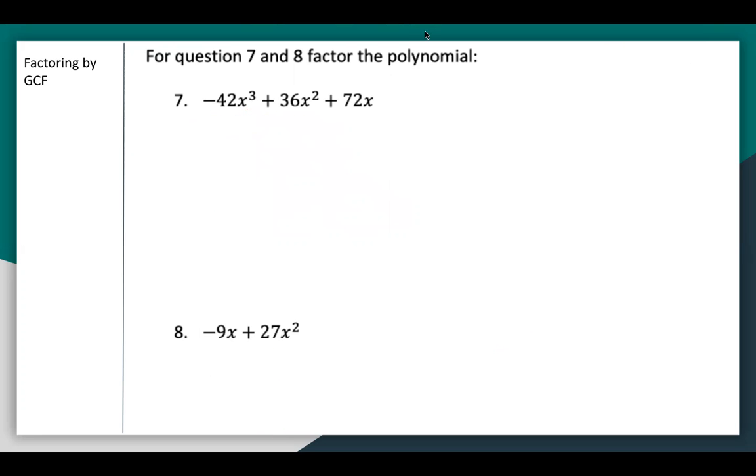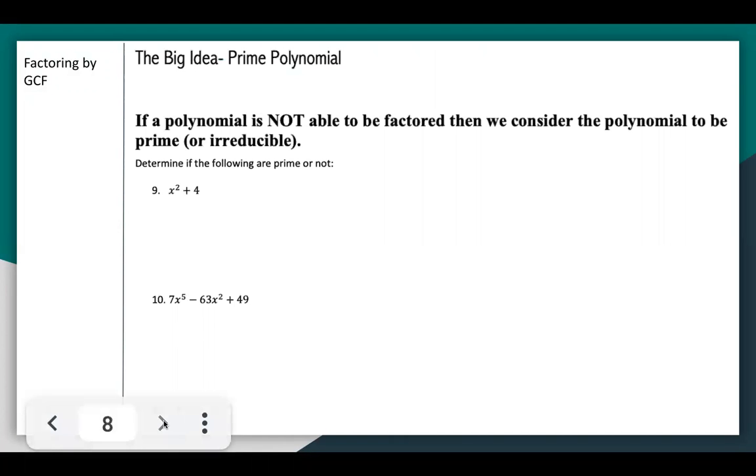All right. Now, one last final big idea we have with factoring polynomials, and this works for all factoring, not just with the greatest common factor. This will be true until the rest of the year. But when we factor, we have a prime polynomial if a polynomial is not able to be factored. This is what we call this polynomial is prime or is irreducible.